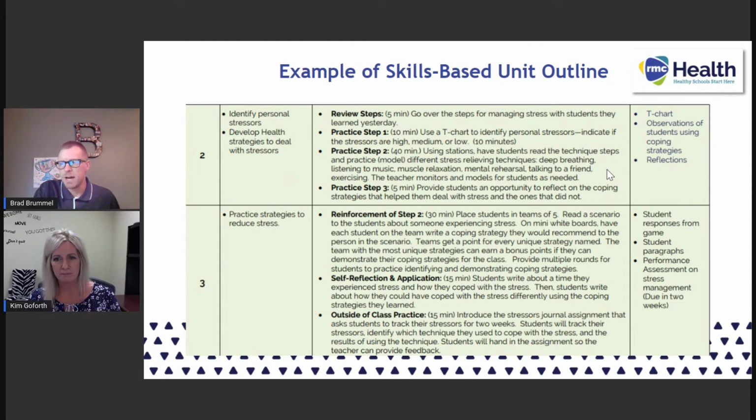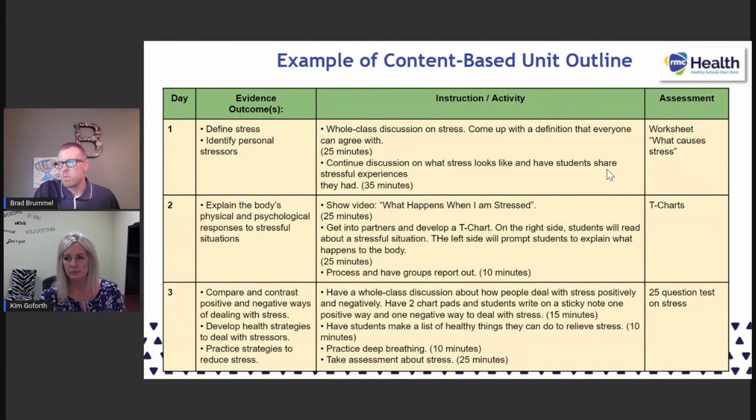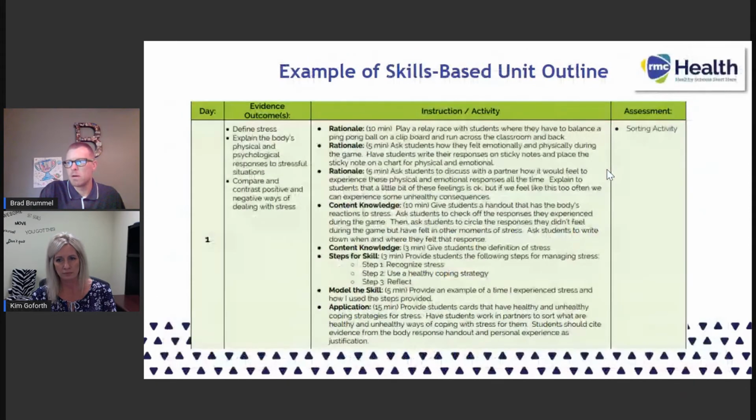Yeah, and two things just to highlight, and I know Kim mentioned it, but it's not that both examples define stress. So we're not removing the content. It's just completely different priorities. So here on the content based, the entire first day was spent on defining stress, where Kim's example was quickly done in 3 minutes. Here's the definition of stress.